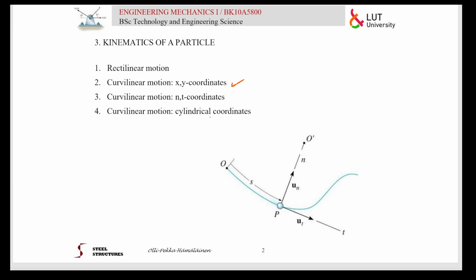Then we have the curvilinear motion in NT coordinates, with N referring to the normal direction and T referring to the tangential direction. So in a curvilinear motion, you have at least two flavors to choose from if you wanted to solve this problem. Lastly, for this curvilinear motion representation, we're going to talk about cylindrical coordinates, which refers to the coordinates r and theta.